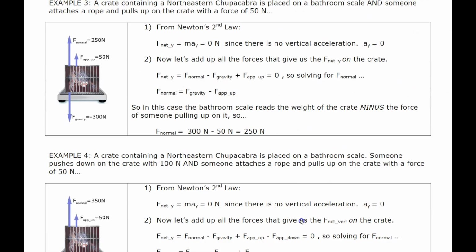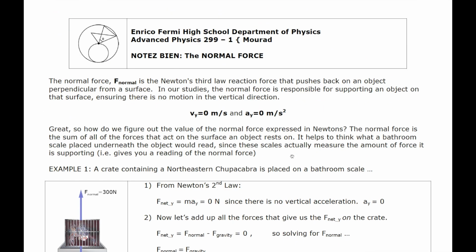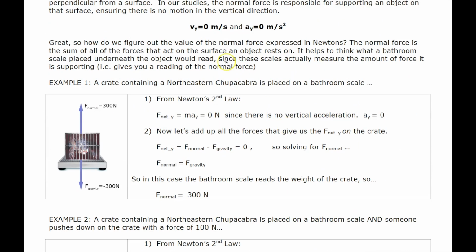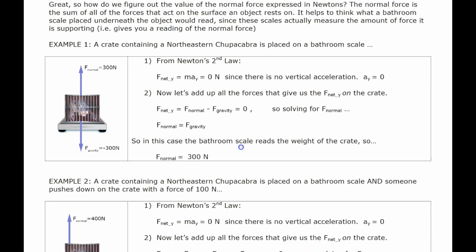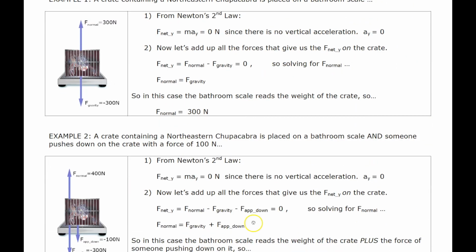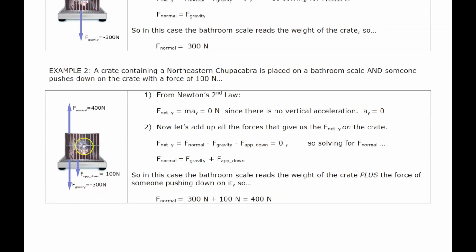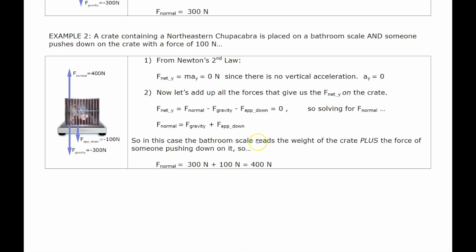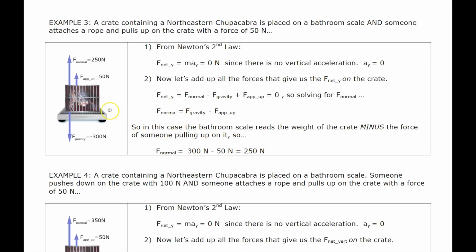We have various situations and examples. Let's go back and quickly review them. All right, we have, again, no acceleration in the vertical direction. First case was really simple. We have the chupacabra on the scale, normal force equal to the weight. In this case, we have a force down, normal force equal to the weight plus the force down. Next situation, we have the weight of the chupacabra minus the force that's pulling up, leaving behind only 250 newtons.